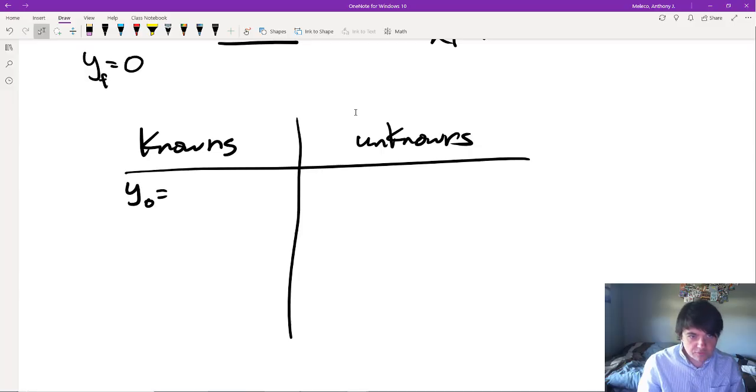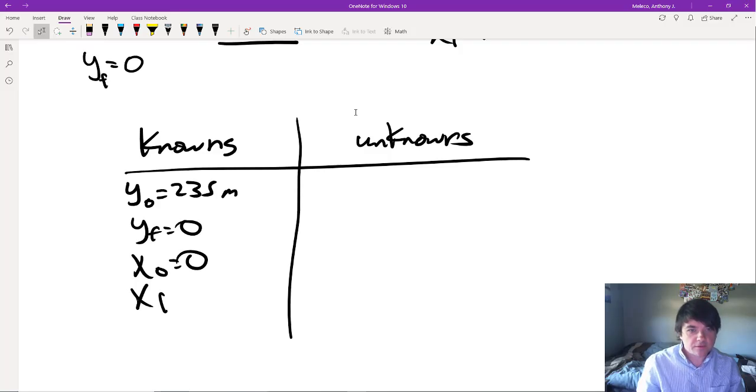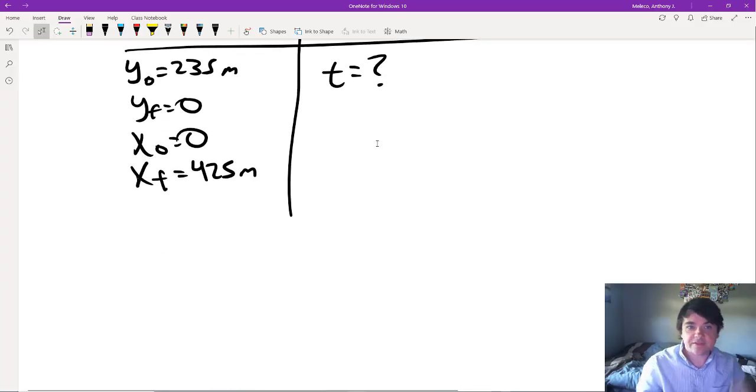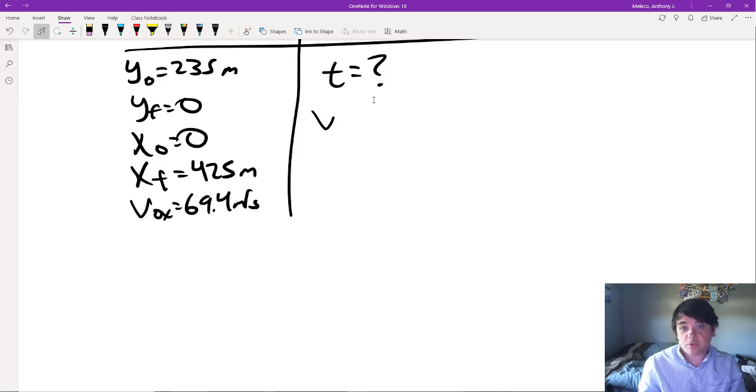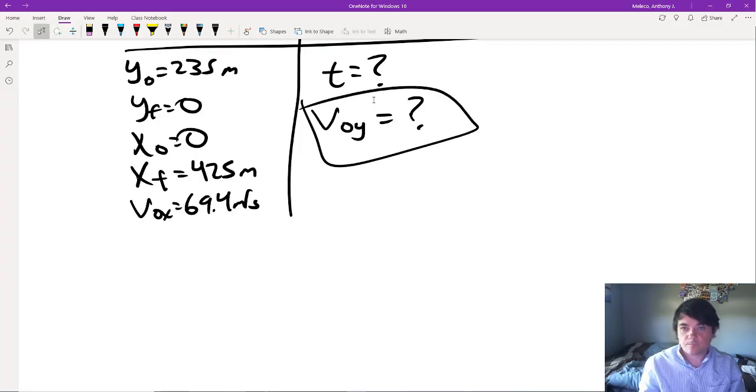So y initial is 235 meters, y final is 0, x initial is 0, x final is 425 meters. It's known now. We don't know time in this new instance. We know v naught x is still 69.4, but now we need a v naught y, and we don't know what this is. That's what we want to solve for. Our acceleration is still down.